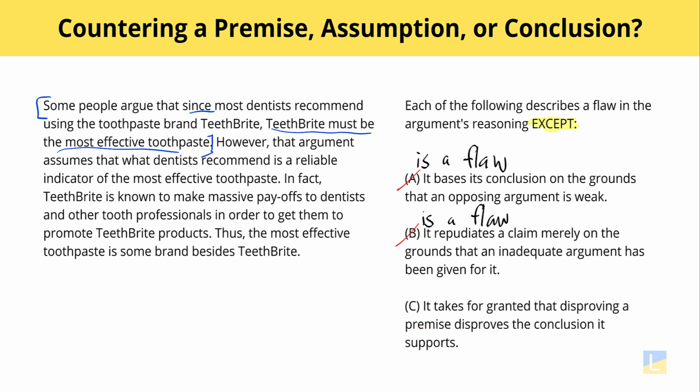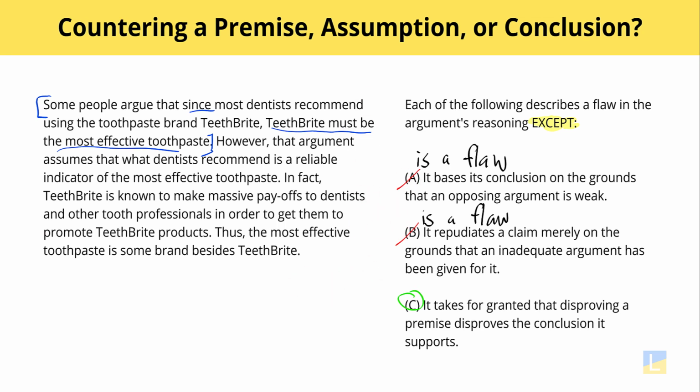And because this is an except question, that makes C correct, because C is not accurately describing the flaw in this argument. Answer choices A and B are describing flaws in this argument. Notice that in order to understand why answer choice C does not actually describe a flaw in this argument, we have to be really precise and break down the first person's view. And that's what I want to go into next.